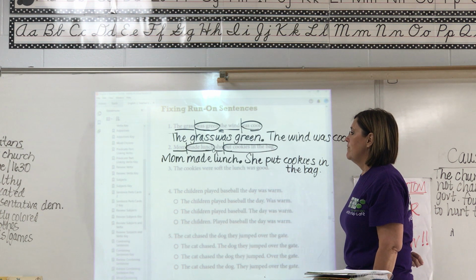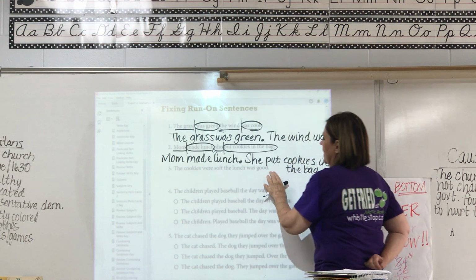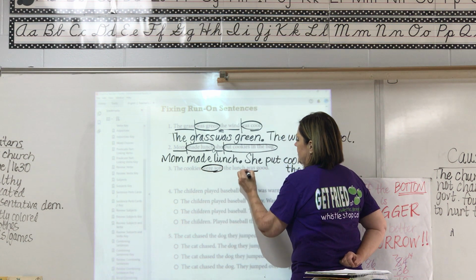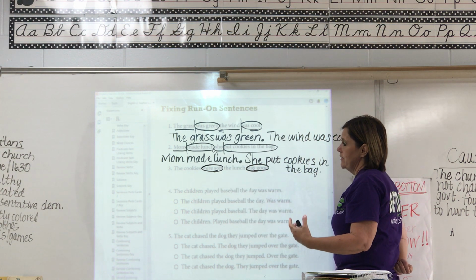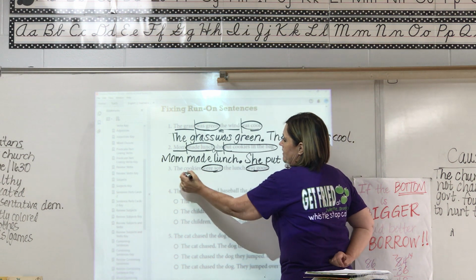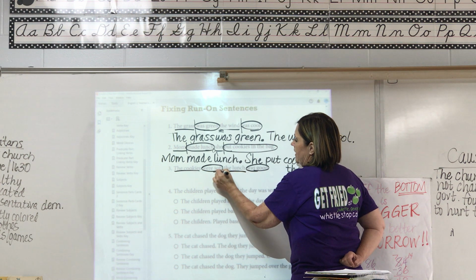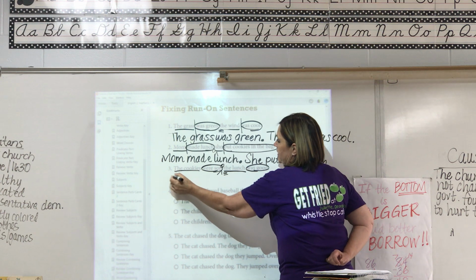The cookies were soft, the lunch was good. Again, I have a beginning capital, I have a punctuation mark, but I have two predicates and they're not joined by and. So that is not one nice long sentence. I need to separate this. The subject is the cookies, the subject is the lunch. I need an end mark and I need a capital letter.